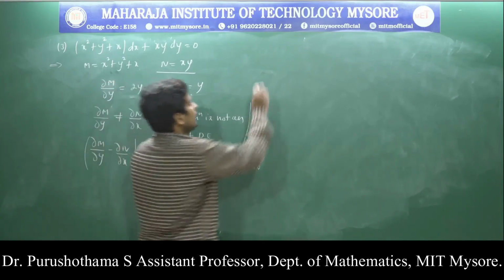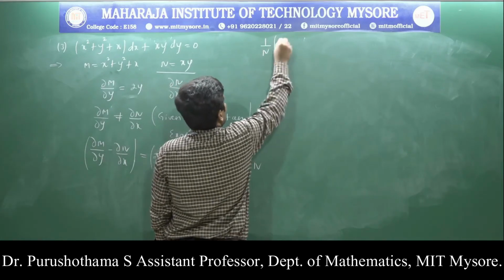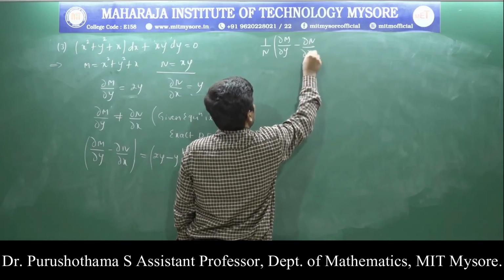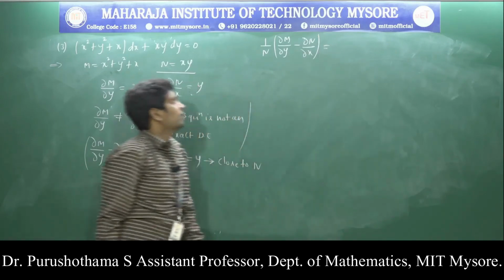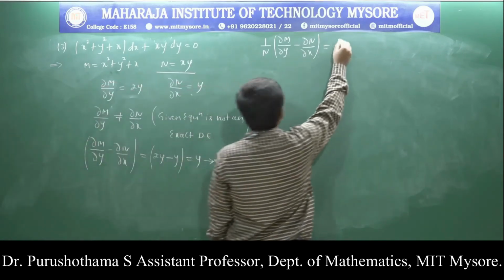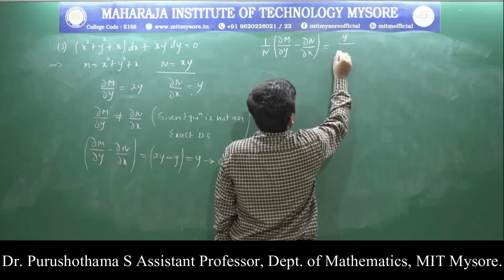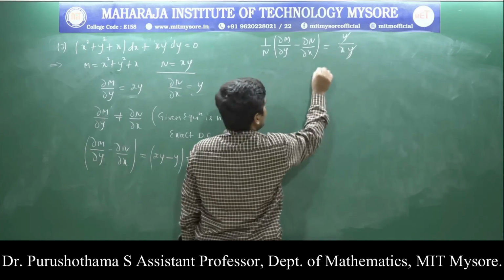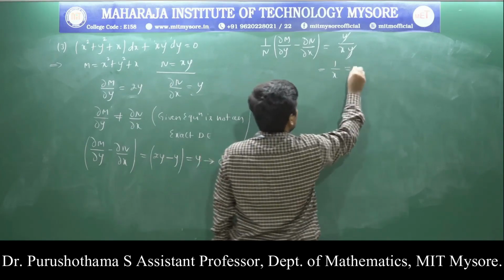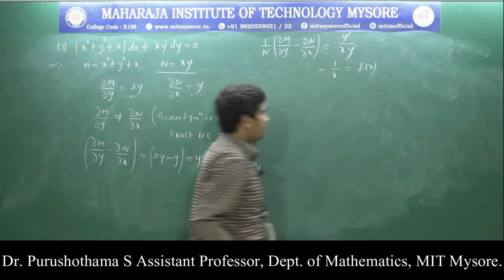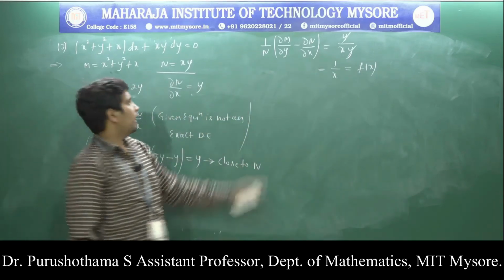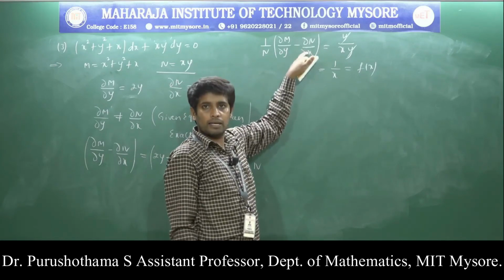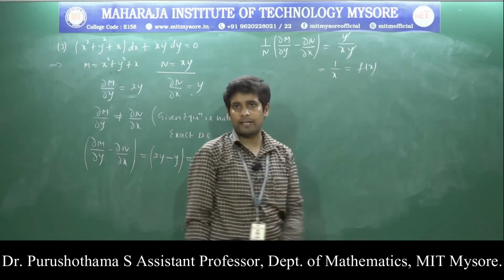Therefore, we need to find 1/N times (∂M/∂y minus ∂N/∂x). The difference is y, divided by N, which is xy. Here y gets cancelled, giving 1/x, which is denoted by f(x).